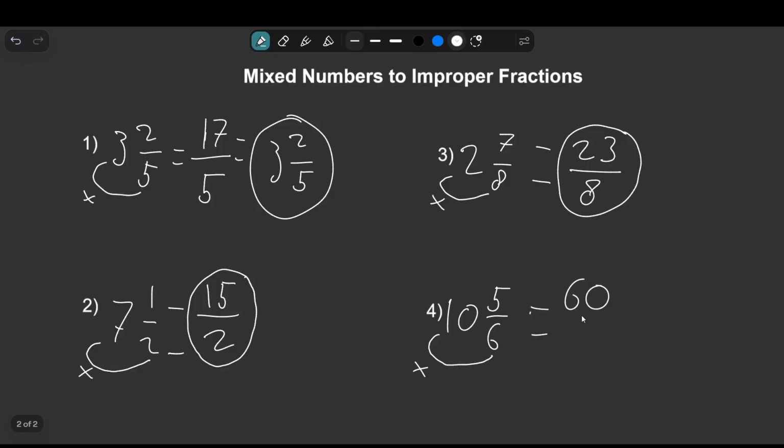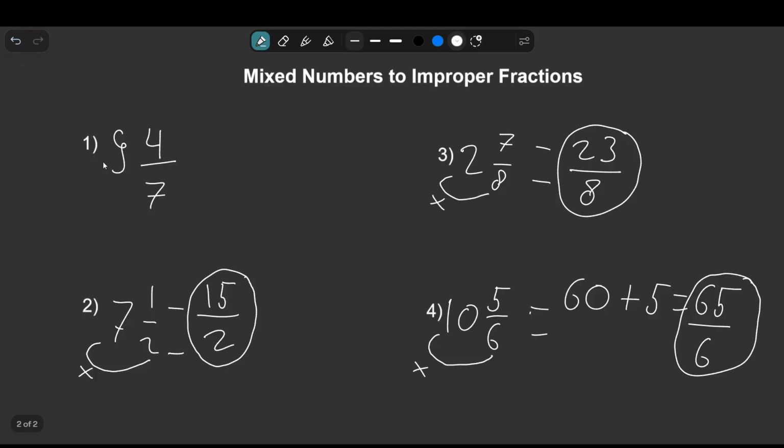Now, I'm just going to write this one out for you guys, so you guys can understand it. So now we have 60. We add the numerator to it, plus 5, which equals 65. We keep the denominator as it is, and this will be our final answer. I'm going to do one more example for you guys to understand it a bit better, so I will be back after I drew the last example.